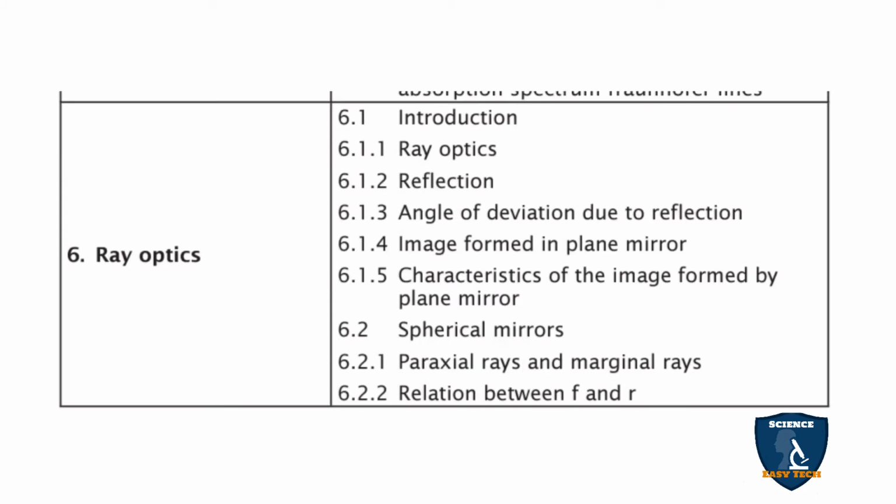Sixth chapter, ray optics. 6.1 Introduction. 6.1.1 ray optics. 6.1.2 reflection. 6.1.3 angle of deviation due to reflection. 6.1.4 image formed in a plane mirror. 6.1.5 characteristics of the image formed by the plane mirror. 6.2 spherical mirrors. 6.2.1 paraxial rays and that is marginal rays. 6.2.2 relation between F and R.